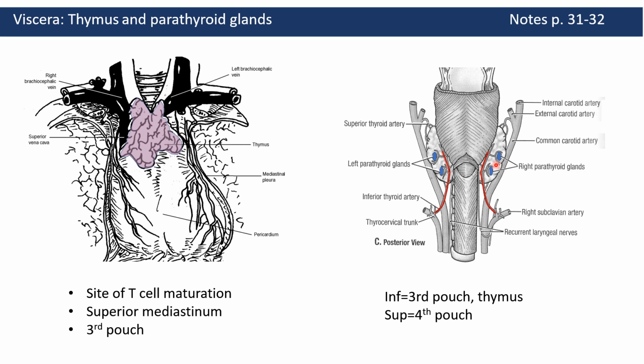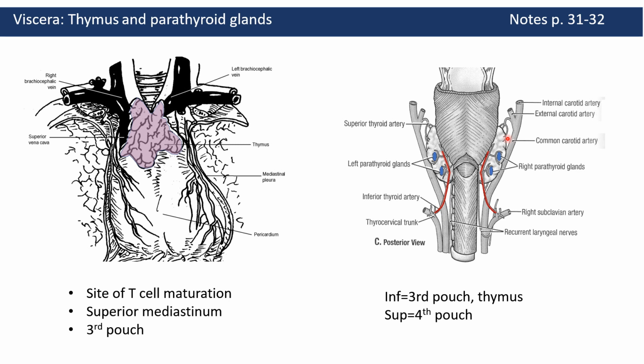The inferior parathyroid glands are derived from the third pouch, just like the thymus gland. The superior parathyroid glands derive from the fourth pouch. Again, we need to make sure we locate the parathyroid glands prior to removal of the thyroid.